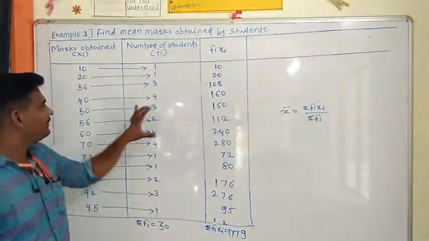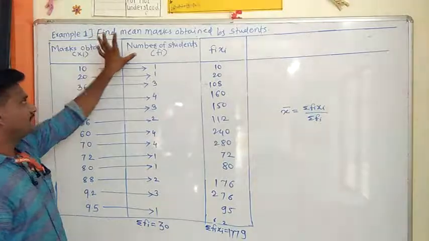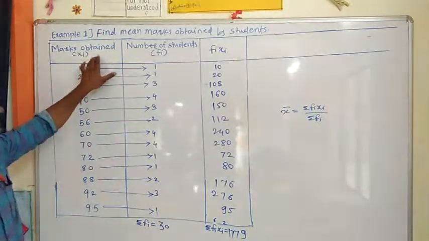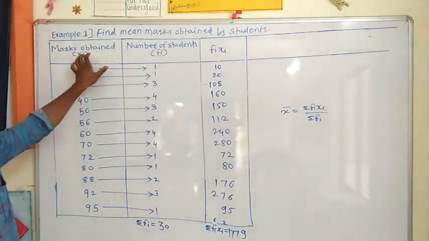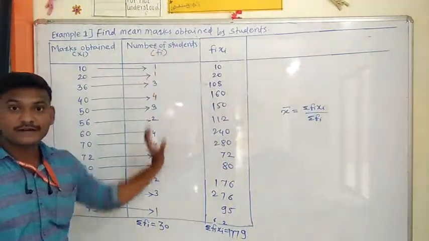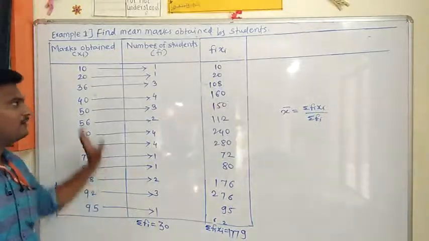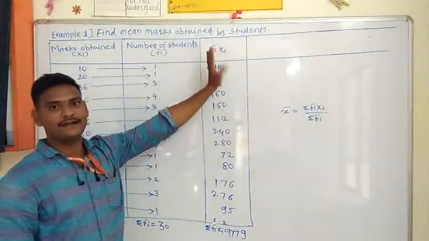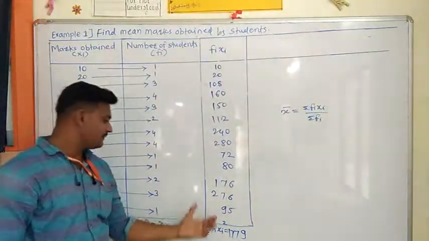Whatever the given data is, first we have to write it. Here xi is given, that is the marks obtained. Marks obtained are nothing but the observation, and the number of students is the frequency. It is the given data. Only what we have to do? We have to multiply fi into xi in a simple way.